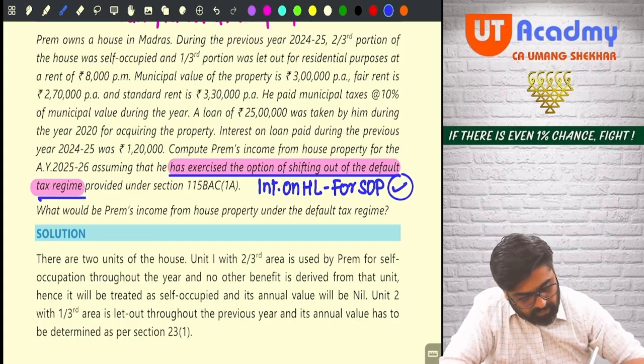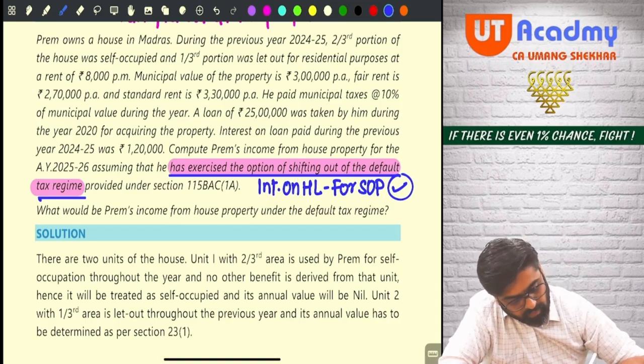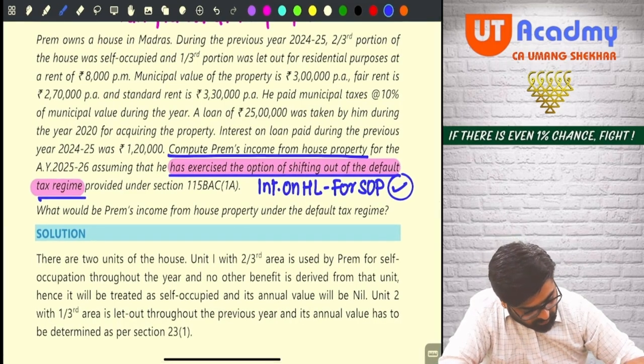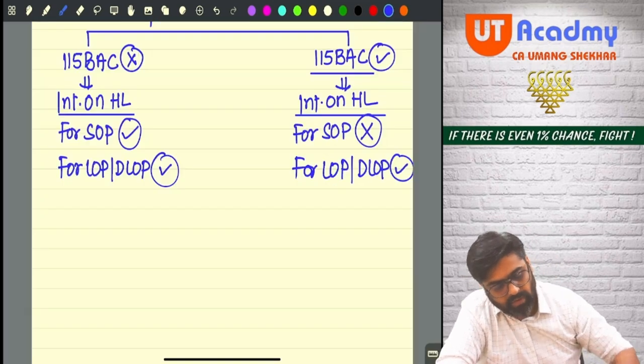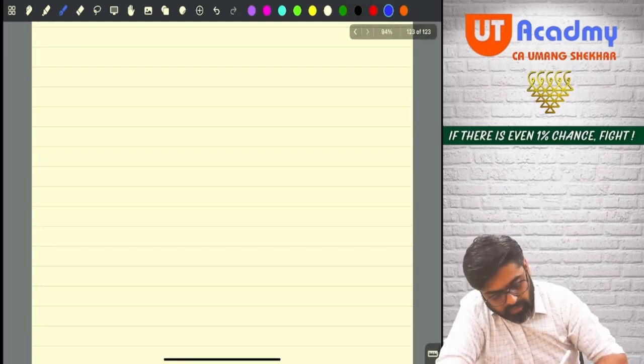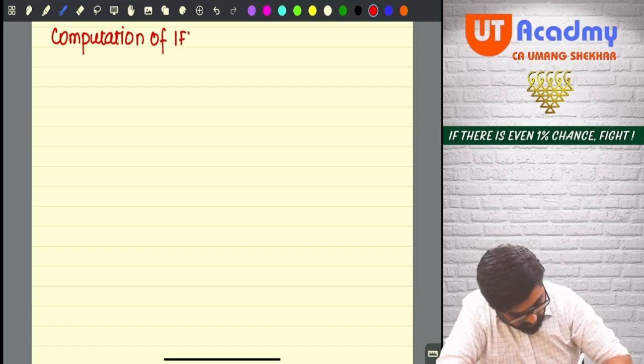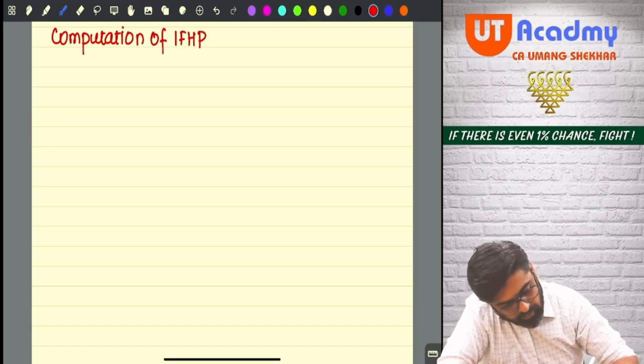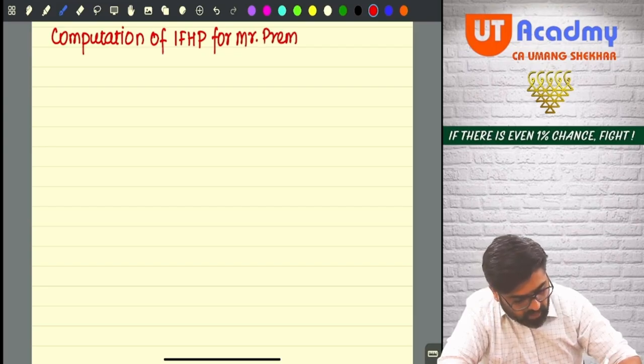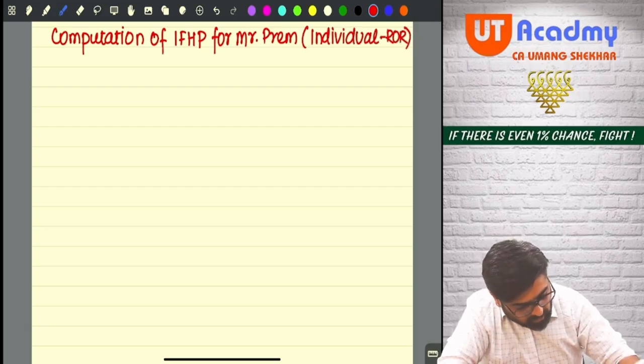Okay. Now come on. See, you are supposed to compute what? Compute Prem's income from house property. That's it. So what we are going to do, we are supposed to make a small format. Here we'll write: Computation of income from house property for Mr. Prem. I don't know whether he is individual or not. Is he individual? Yes. If nothing is mentioned, he is ROR also.